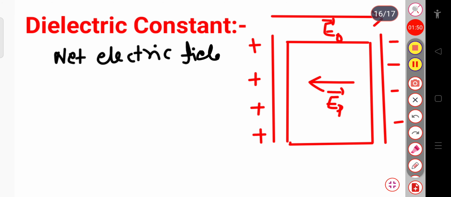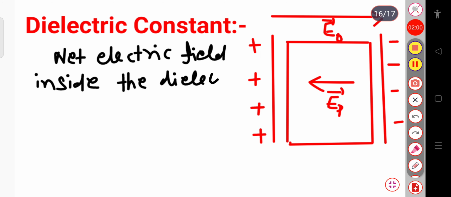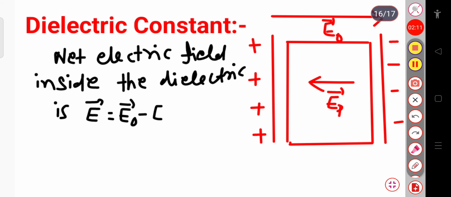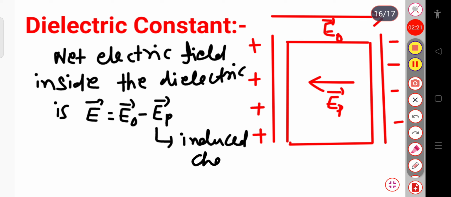the net electric field inside the dielectric will be E equal to E naught, that is the external electric field, minus the polarizing electric field, that is EP. This EP is due to the induced charges, as I have already told you in the previous classes, that is, these are the bound charges, and the charges lying on the capacitor plates are the free charges.